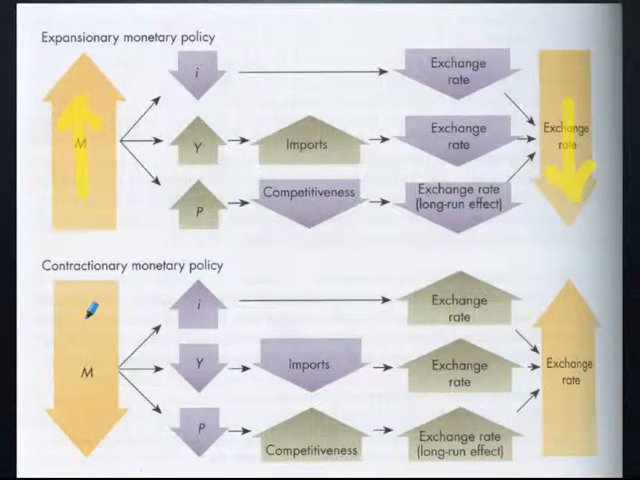Reverse all the reasoning down here. You decrease the money supply through contractionary monetary policy, and the dollar will appreciate. Interest rates go up, better place to save. Incomes go down, we buy less abroad. Price level goes down, it's more competitive, people want to buy our stuff. So monetary policy, simple, straightforward.